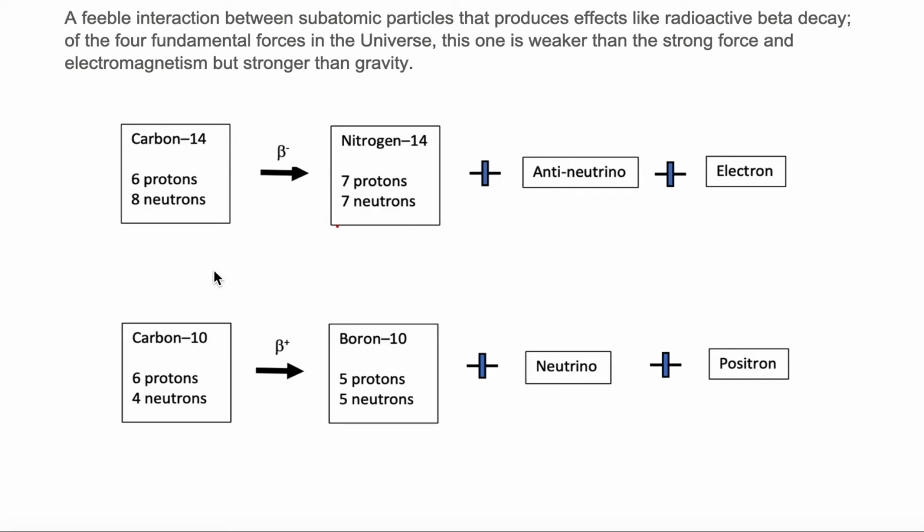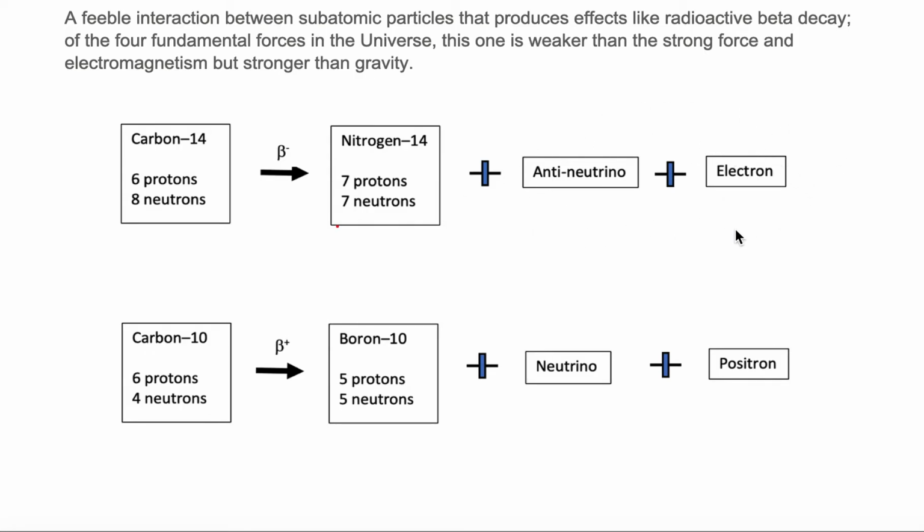In the top case, we have too many neutrons. So we're going to take the neutron and convert it into a proton. So we end up with a more stable particle. We have equal numbers of protons and neutrons in the nucleus. In the process of doing this, we create particles.